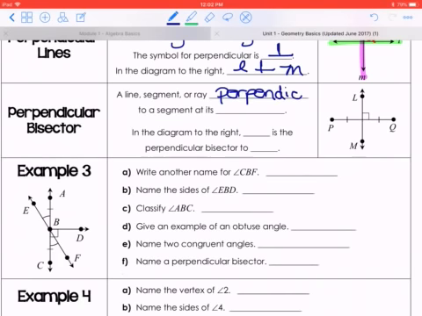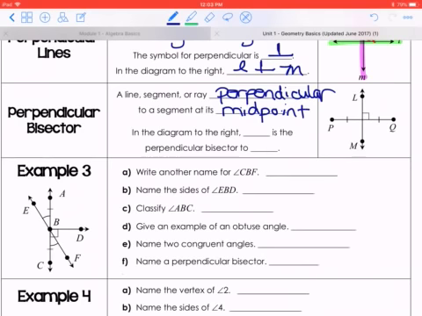And you can use this symbol. I just wrote out the word so you could see it. To a segment at the midpoint. So if it is bisecting, and we talked about this earlier, in order to bisect, that means that it has to cross through the segment or the angle, wherever, at the midpoint.